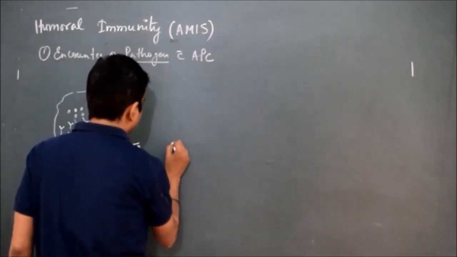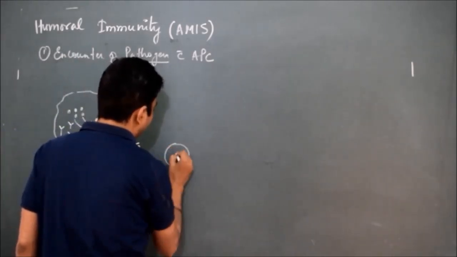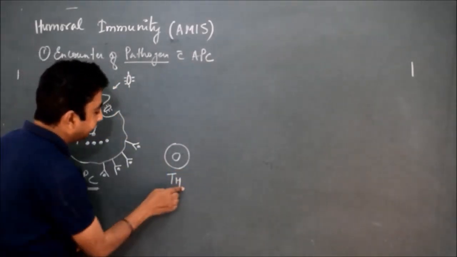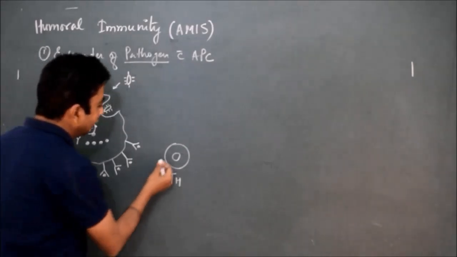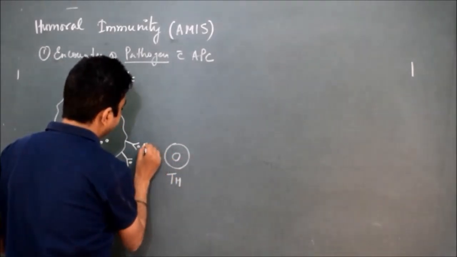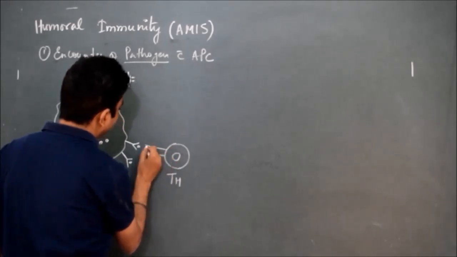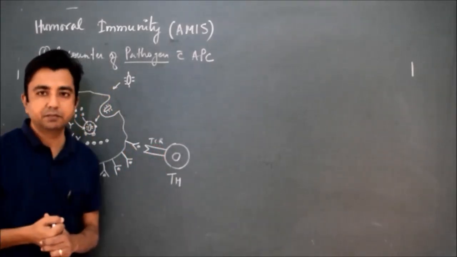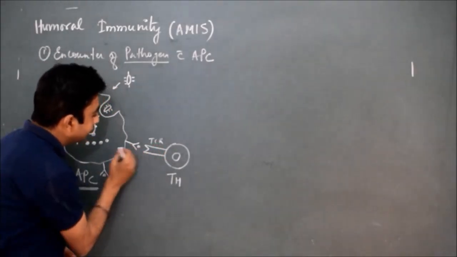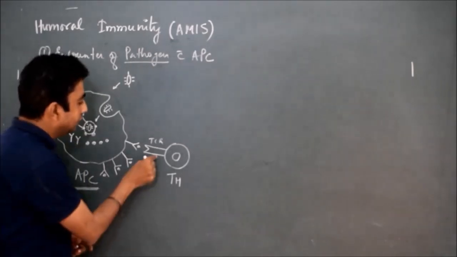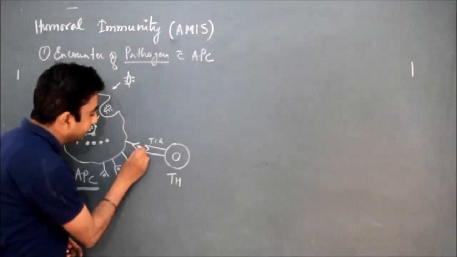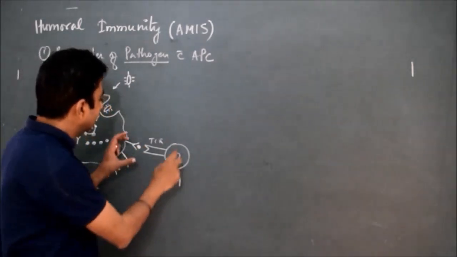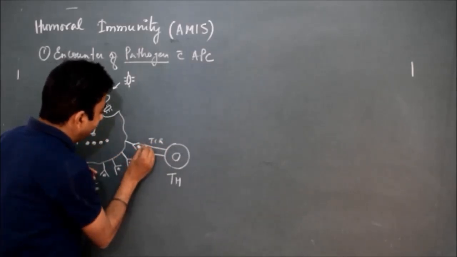Now this is a T helper cell which we denote as TH. Now this T helper cell has TCR, T cell receptor. What will this TCR do? This TCR will combine with this antigen. Okay, so they will form a complex here.